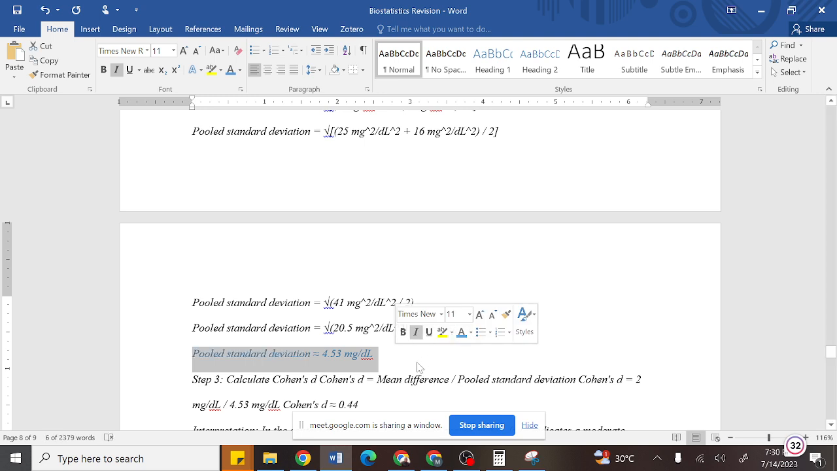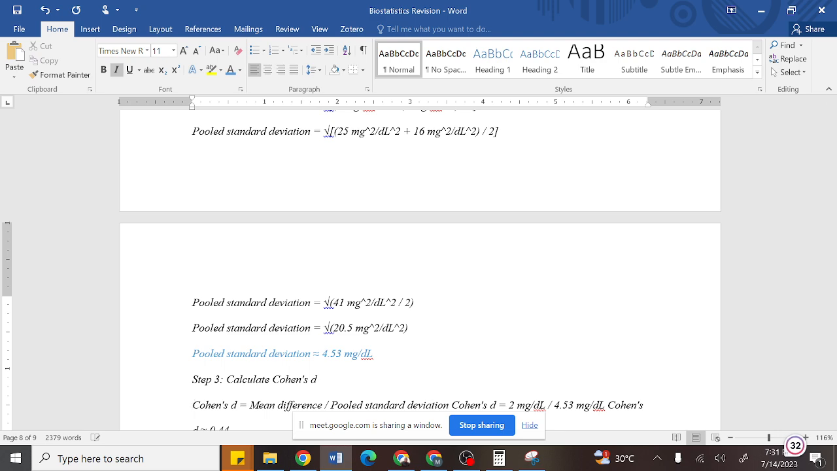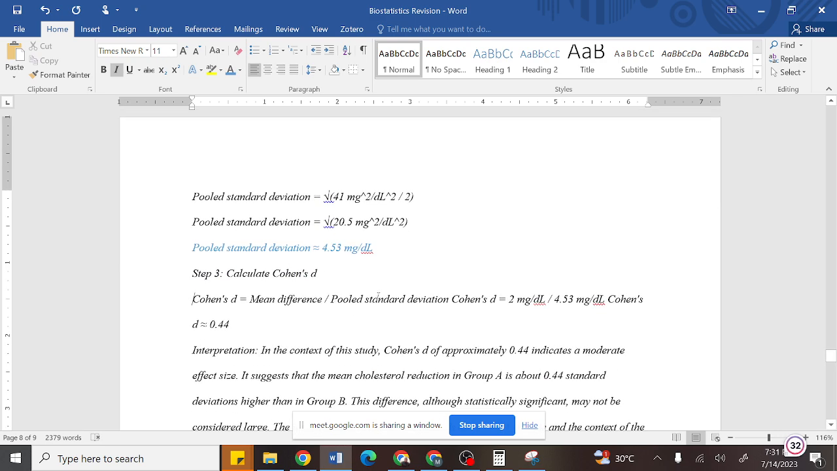The first key thing you need to note is that you first get the mean difference. After getting the mean difference, calculate the pooled standard deviation. After calculating the pooled standard deviation, now you can feed that into the formula for Cohen's d, which is the mean difference divided by the pooled standard deviation. And then the answer that you get is this.